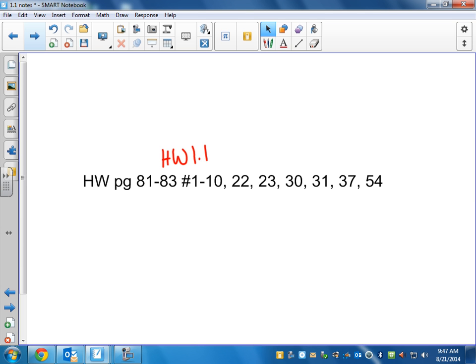So on page 81, that's the 1 through 10. So you kind of look at those. And it's kind of like what I showed you at the beginning. They give you 1 through 10 are the XY charts. And then if you look, A through J are the graphs. And K through T are the equations.